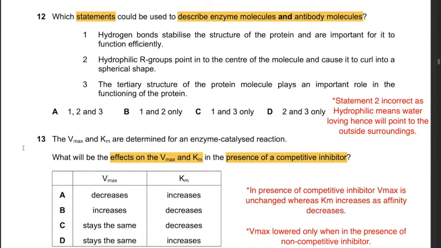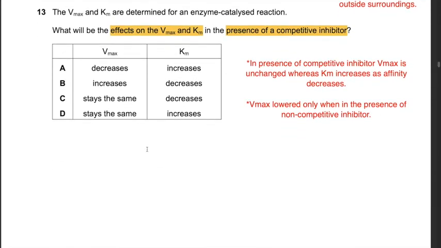Hence, if we go to the options A, B, C and D, A, B and D have statement 2 in it. Hence, they are all incorrect. That leaves us with answer C being the right answer, 1 and 3 only. Question 13.